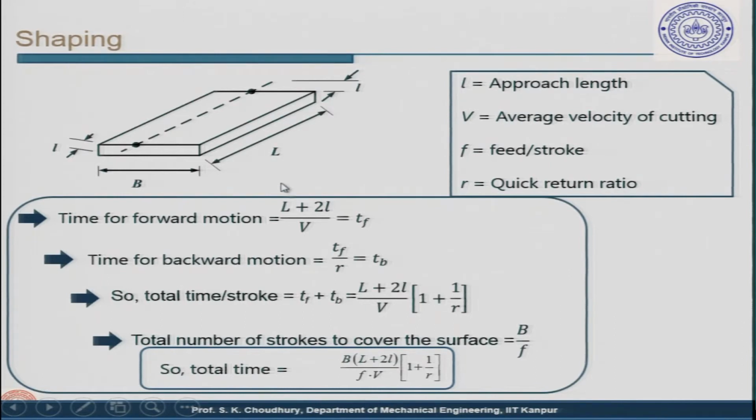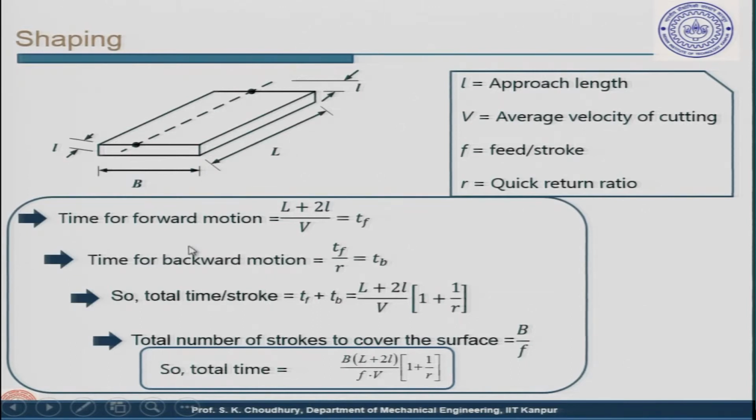Quick return ratio is when it is coming back, okay, it is not removing material. So, it will come back at a quicker, faster rate. So, suppose the tool is coming from this side. It will come faster, then it will go here, and then it will move at a lower speed, then it will go a little faster, then it will come back at an even faster rate, faster speed.